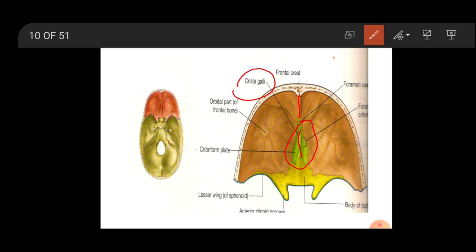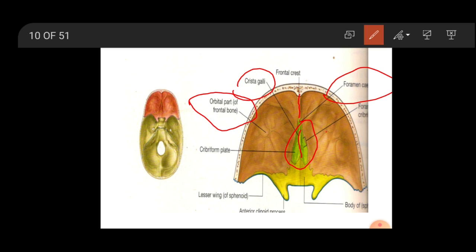So on the lateral side, the floor of the anterior cranial fossa is formed by the orbital part of the frontal bone. Okay, so that is the orbital part of the frontal bone which forms the floor of the anterior cranial fossa. At the junction of this frontal crest and the crista galli, you have this foramen cecum. This foramen occasionally transmits an emissary vein. We'll see its importance later when you read about the dural venous sinuses.